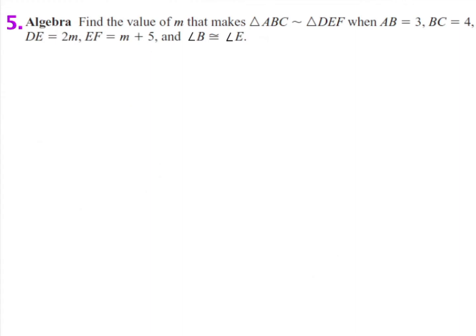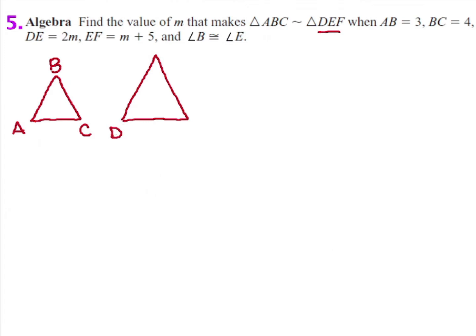Example 5, find the value of m that makes triangle ABC similar to triangle DEF. And they give me a bunch of lengths and I can't even handle all this, so I'm going to draw myself a picture. Honestly, I don't even know which triangle is bigger, so my drawing probably won't be to scale, but I'll label this first one ABC, and then making sure that I use the same order that I went in there, I'll call this one DEF.